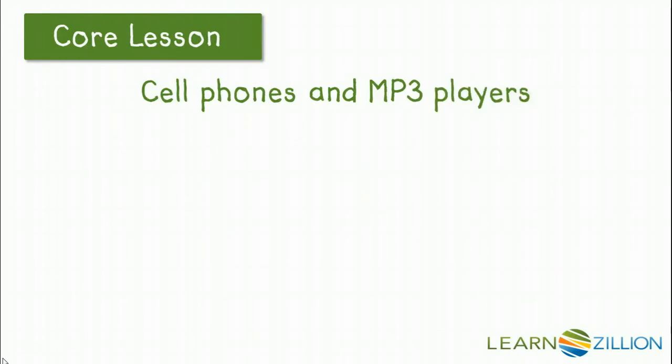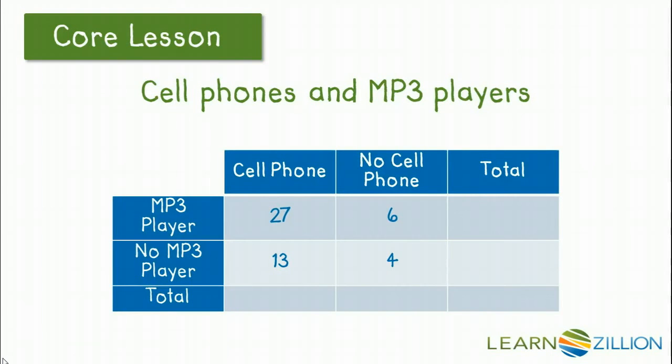Let's look at a two-way table with some real numbers in it. This two-way table tells me that there are 27 people with a cell phone and a MP3 player. There are 6 people with no cell phone but have an MP3 player. There are 13 people with a cell phone with no MP3 player, and there are 4 people with no cell phone and no MP3 player.